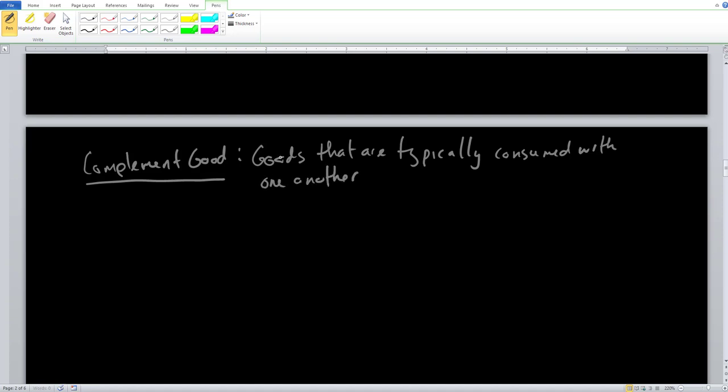So, goods that are typically consumed with one another. If you only have one of these goods and not the other, then it's essentially seen as worthless to you. So what do you think would be a few examples of complement goods? How about car and gasoline? In order for your car to run, you need gasoline. These are seen as complement goods with one another.